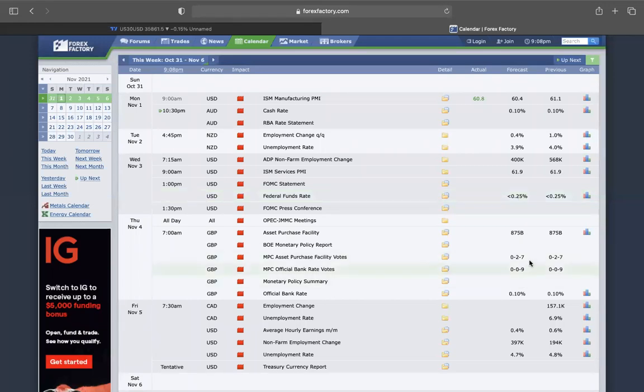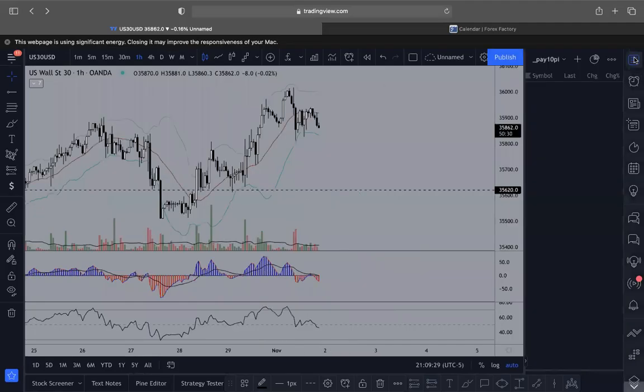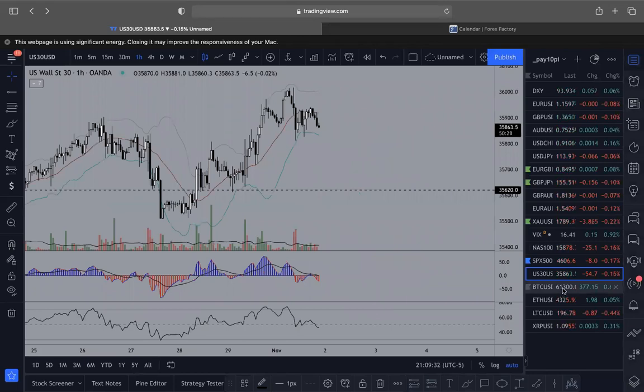So we'll see. Same thing with the GBP. They're talking about their rates. They're not expecting anything to change. And then we have an FP. So this week is not the best week when it comes to news, but it's okay.